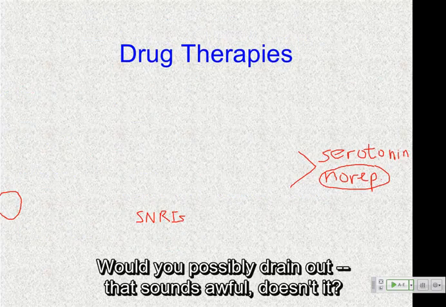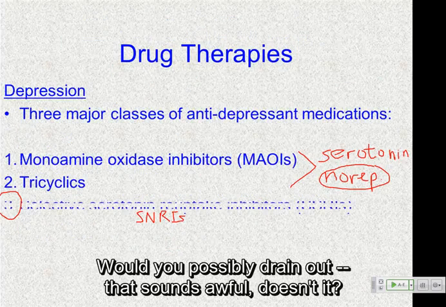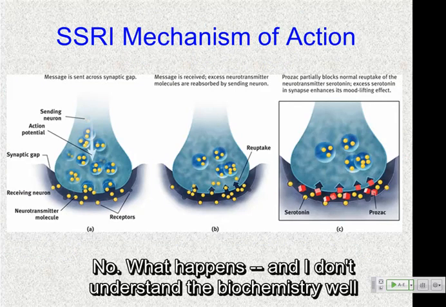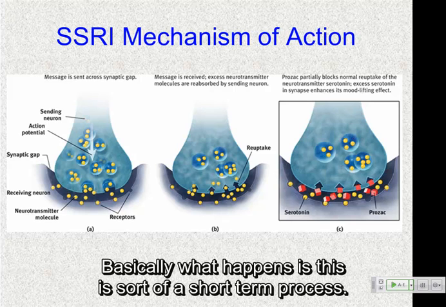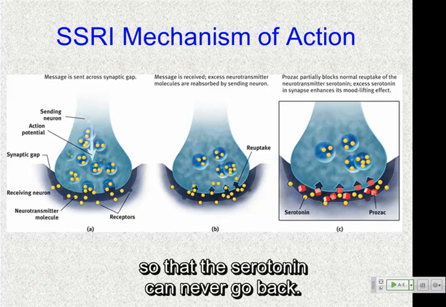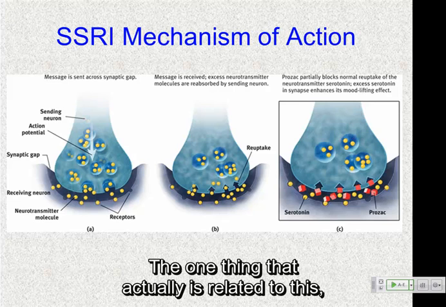Good question. She said, would you possibly drain out? That sounds awful, doesn't it? I'm going to drain out all my serotonin. No, what happens, and I don't understand the biochemistry well enough to explain it, basically what happens is, this is sort of a short-term process. It's not like they block this up and make it so that the serotonin can never go back.